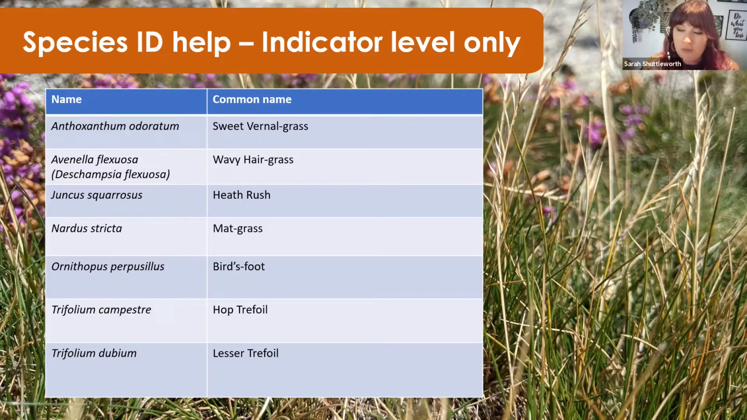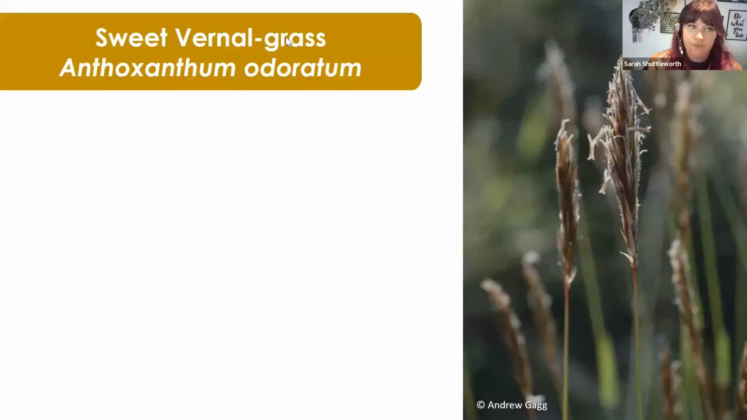However, if you were less confident in something like grassland until you've developed your skills, you could record that as wildflower. So it's worth bearing that in mind. So we're going to cover the wavy hair grass and the sweet vernal grass. And then we've got a rush in there as well, heath grass, and then mat grass. So we're covering all three grass species in this. And then we're going to do one of my favorite plants, bird's foot, not bird's foot trefoil, but bird's foot. And then the two trefoils that we do have, hop trefoil and lesser trefoil.